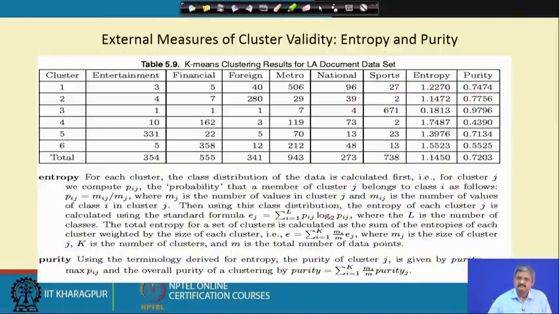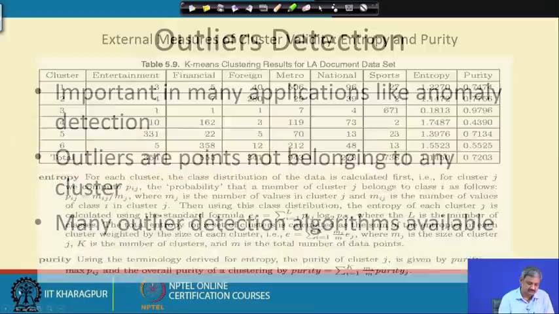There are some external measures also, which are entropy and others, defined here. This is an example for some data set, with entropy and purity, like the decision tree we have discussed earlier; you can consider that also.